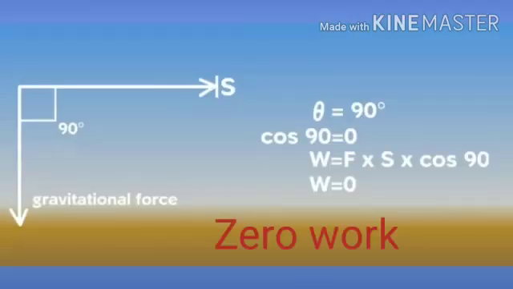Third type is zero work. In the third case, suppose a man is carrying a box on his head. He walks for a distance s horizontally, and the gravitational force acting on that box is perpendicular to the direction of displacement. Here theta will be 90 degrees. Since cos 90 is equal to 0, the work done by gravity here will be 0 work.